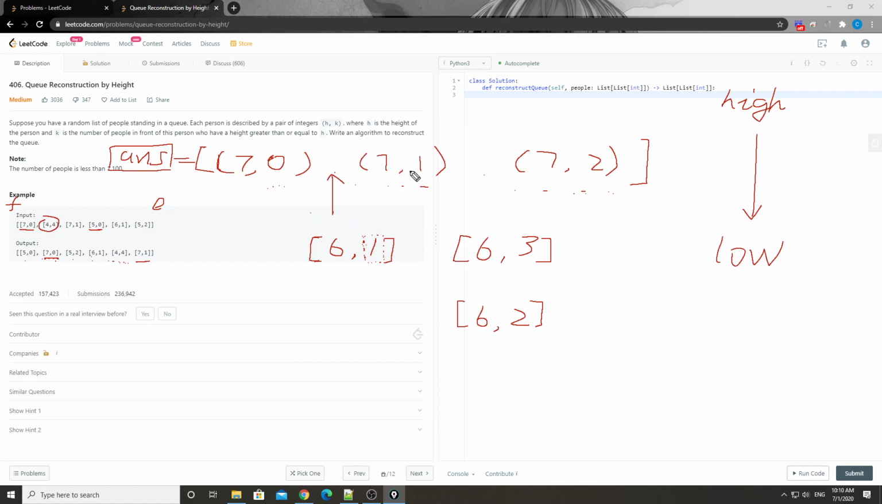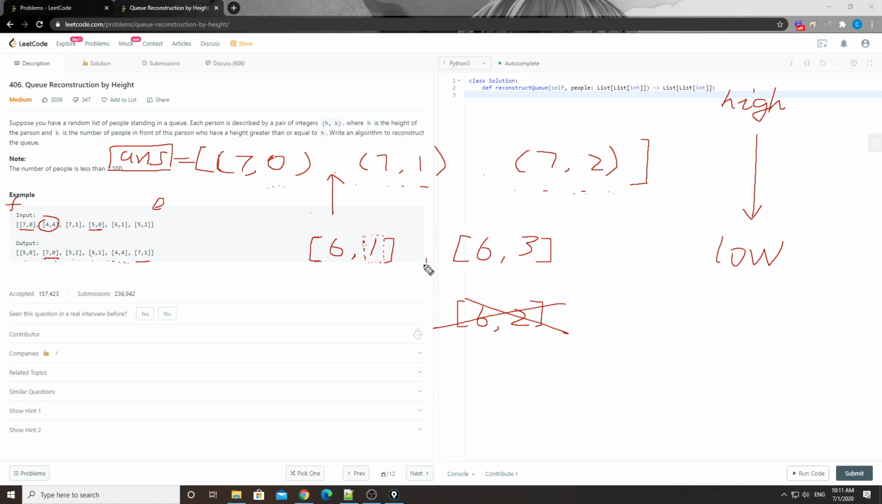Since we have 7, 1, right? And then when we have the 6, after we insert 6, 1, there will be 3 elements in this array, right? So the next one has to be 6, 3. I'm just explaining, right? We're assuming the input they gave us is a permutation of the correct output. So the next available one of the 6 has to be 6, 3, right?